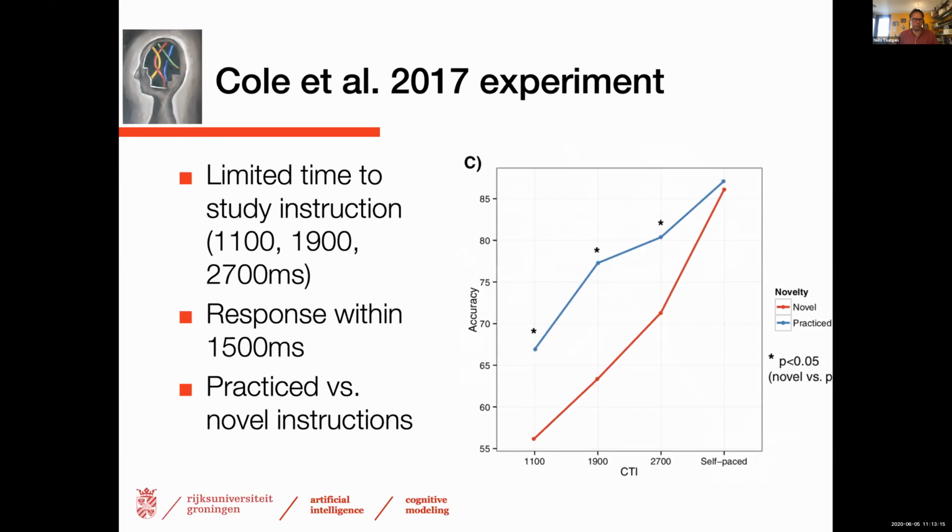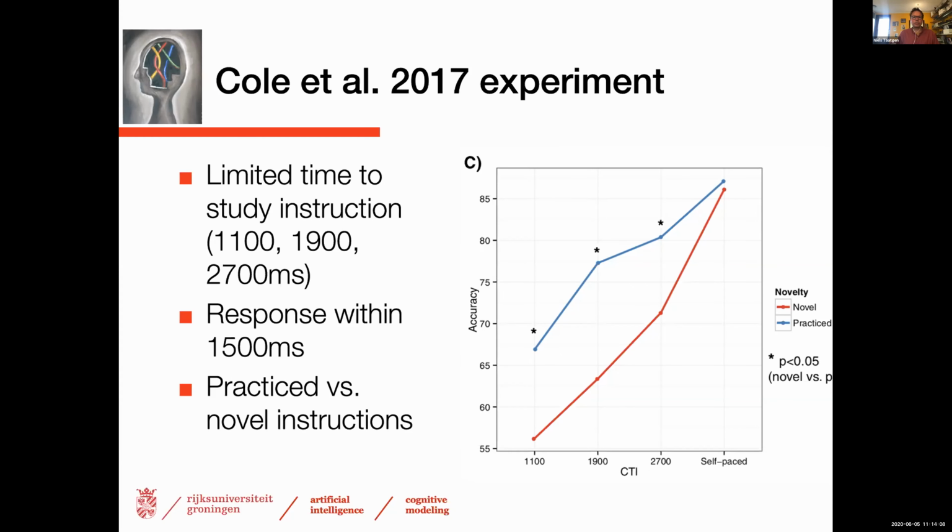So they got a limited time to study instructions, either 1100, 1900, or 2700 milliseconds. And then after seeing the instruction, they got the stimuli and they had to respond within 1500 milliseconds. Now they had 2 additional conditions within this experiment. Either people got a practiced instruction, a particular set of these 3 words that they have seen over and over again before, or they could get a novel combination, a combination they hadn't seen before. And here you can see in the data that they were better at the practiced instructions as opposed to the novel instructions. But it's not as if the novel instructions were impossible to do. They were just a little bit less accurate on those.